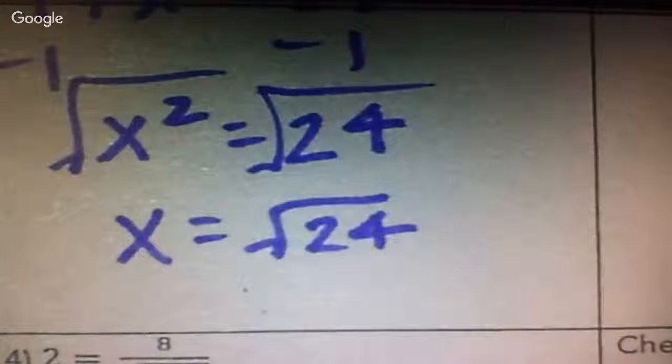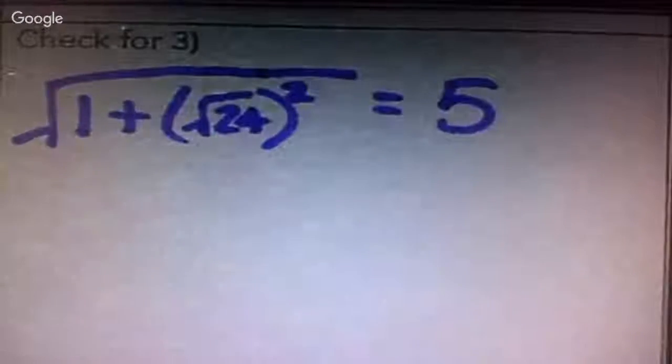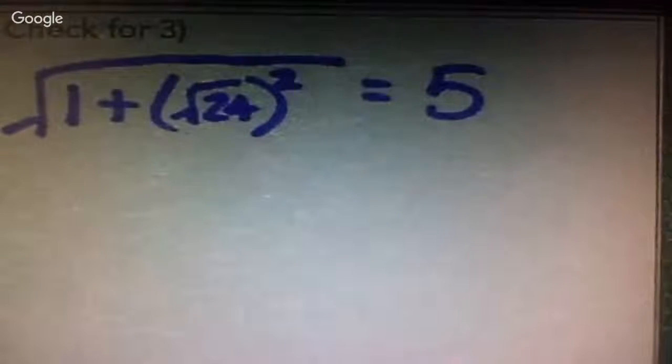So even though this isn't a whole number, we can still plug this in. 4.9. Okay. So we get the square root of 1 plus the square root of 24, because that's my x, squared, equals 5. Well, look what happens when I plug in the square root of 24 and then I square it. What is that? Because that's part of the equation.